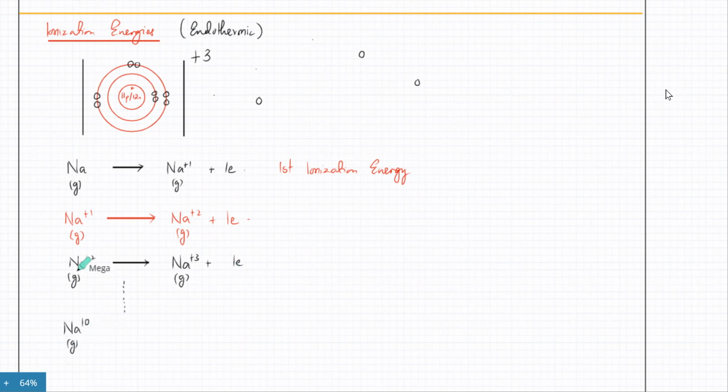And in the lab, you're going to try and remove another electron from this. So it would become sodium with a charge of +11. That means all electrons are lost. And the last electron is also lost. So this is known as the eleventh ionization energy. This one over here.